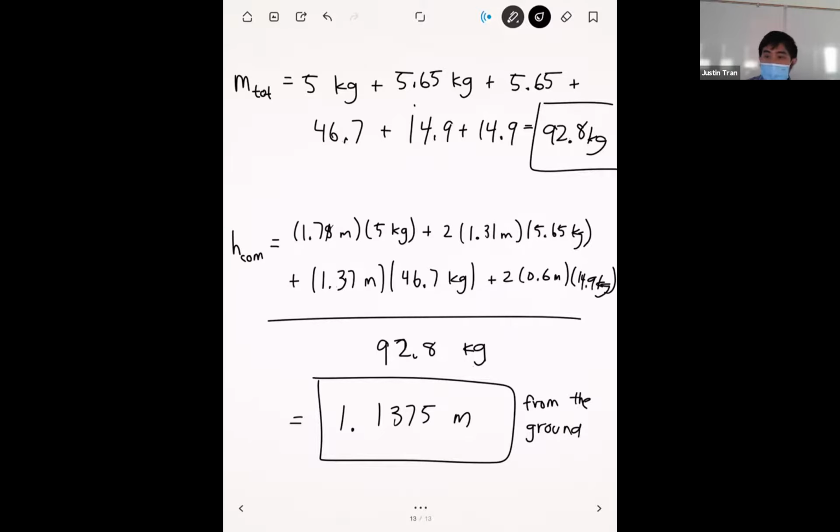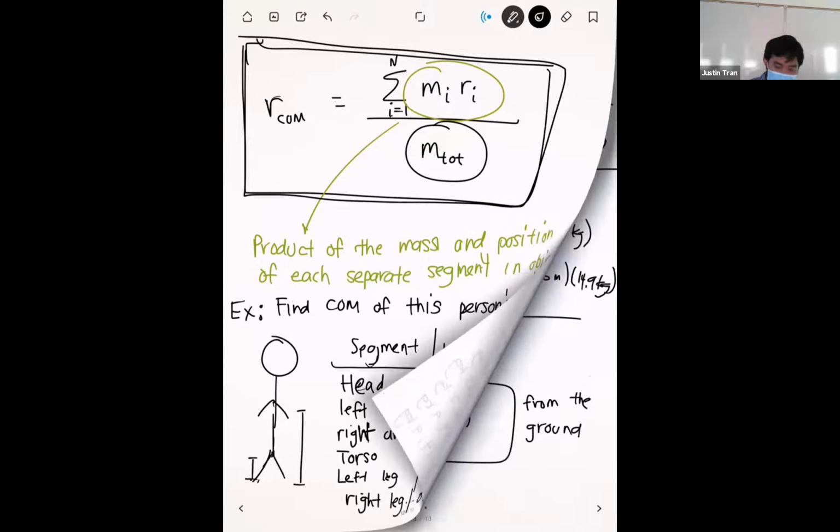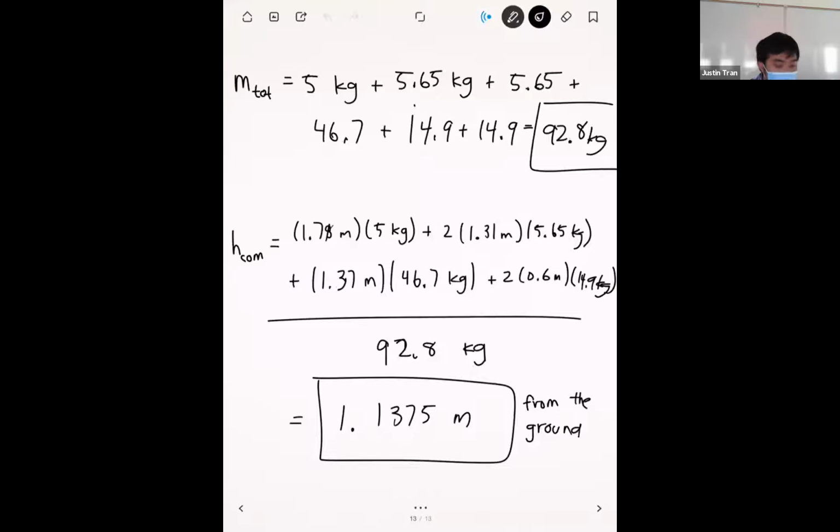Any questions on this? Yes, H_COM is the same as R_COM. I use R for the general formula because this can be the position for anything, but for this example we're specifically worried about height, and that's why I use H. H, R, X are all kind of interchangeable; it's just position. All right, any questions on this example?